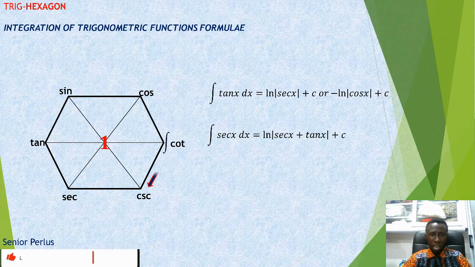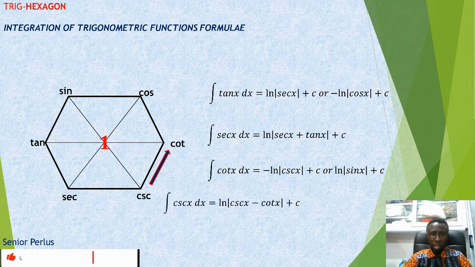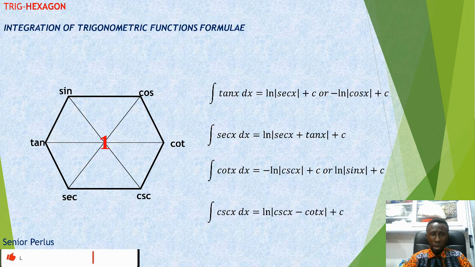Integral of cot s is negative ln of cosec s plus c, or ln of sin s plus c. Integral of cosec s is ln of cosec s minus cot s plus c.